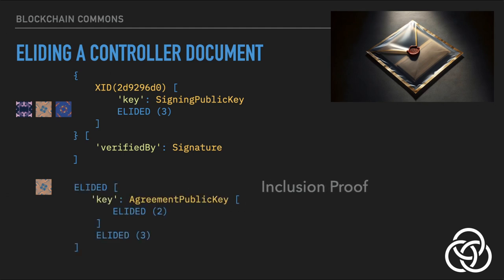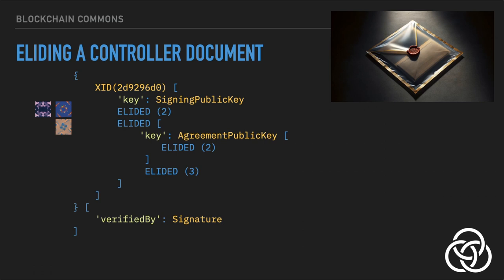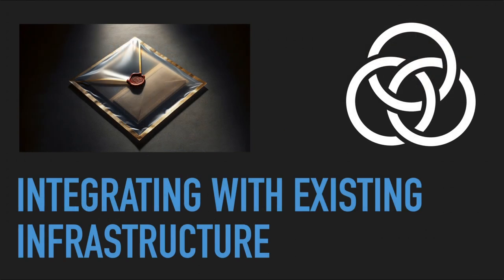Let's look at that. Here is an elided version of that assertion. All this reveals is the agreement public key. It doesn't even reveal the endpoint. It's possible to actually insert this elided document back into the original envelope, uneliding that branch of the tree, and the signature still verifies. So how would we integrate Gordian envelopes with existing infrastructure for controller documents?